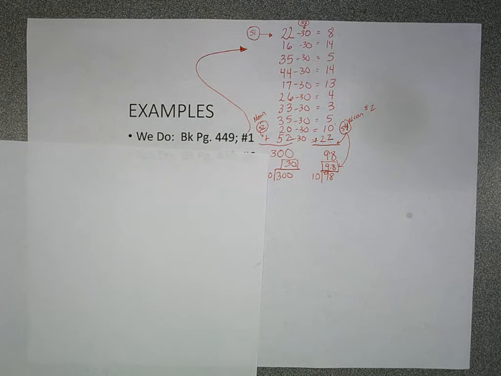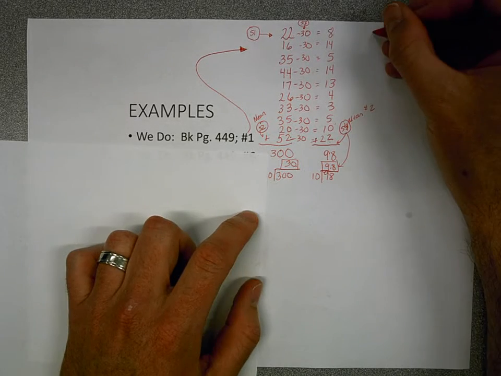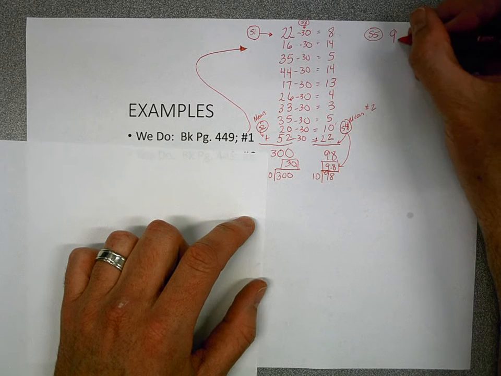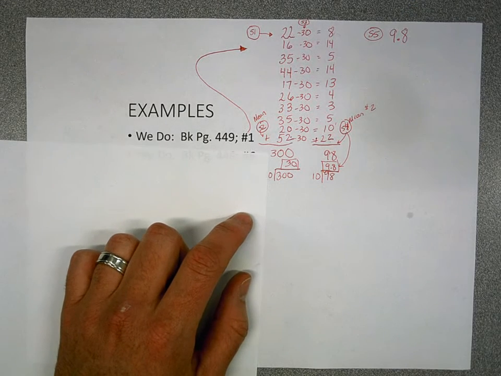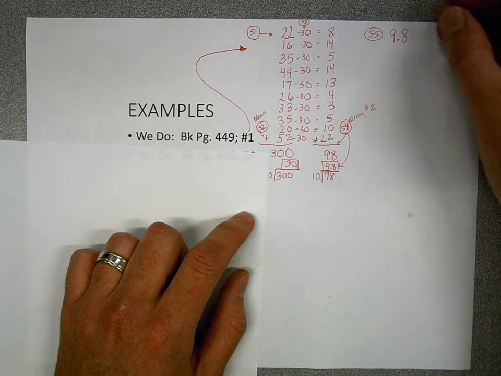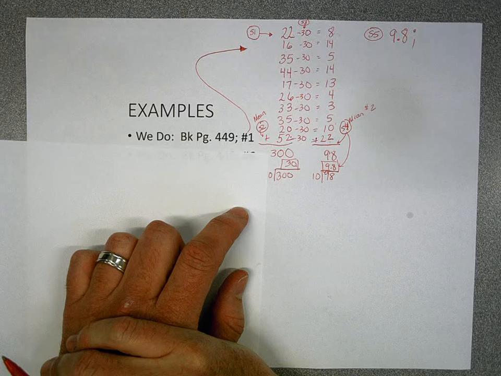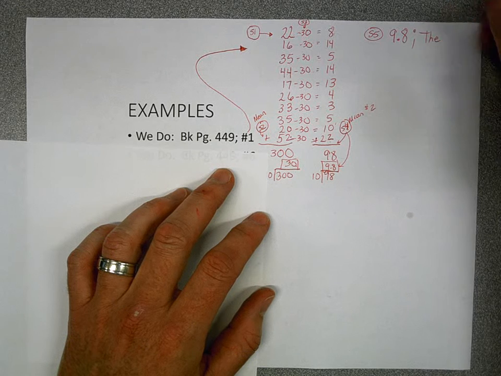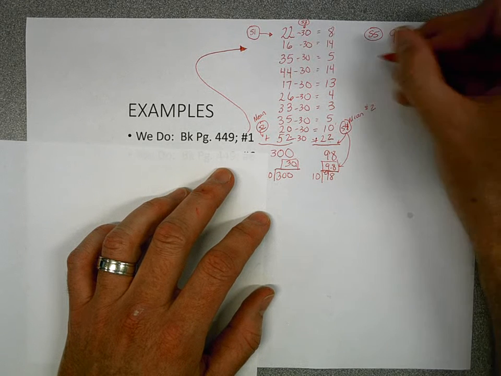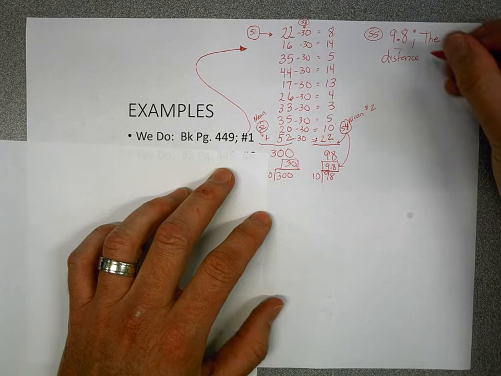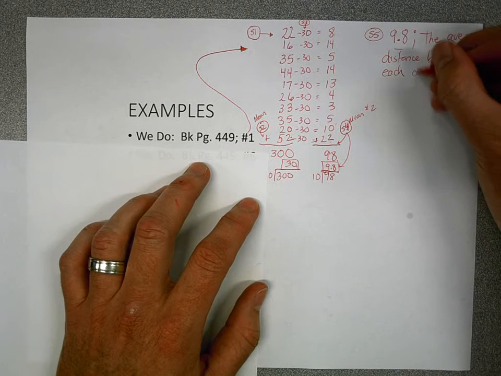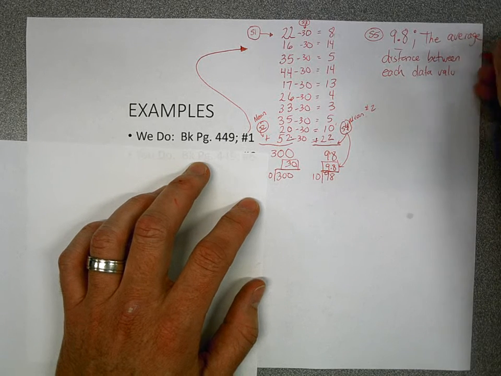And so it says, describe what the mean absolute deviation represents. On this particular problem, we'll do step 5 and we're going to write our final answer. Here's all that they're asking you to do. Go ahead and start with the mean absolute deviation, which is important, 9.8. And I could just put something like the average distance between each, we'll call it data value, because that's what they called it in the definition.